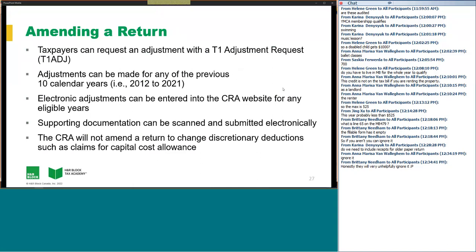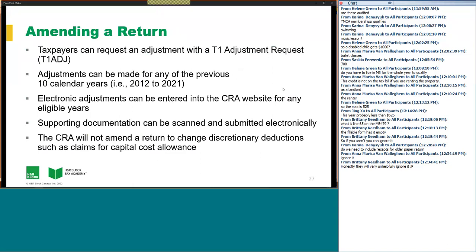Okay, now, if you've done a return and you've made a mistake, or if your client did their return on their own and then brought it to you and said, I think I might have made a mistake, you can fix it. You can fix it by filing a T1 adjustment request. It's called a T1-ADJ. Adjustments can be made for any of the previous 10 calendar years, but you have to be careful. There are a few things you can't claim for an older year.